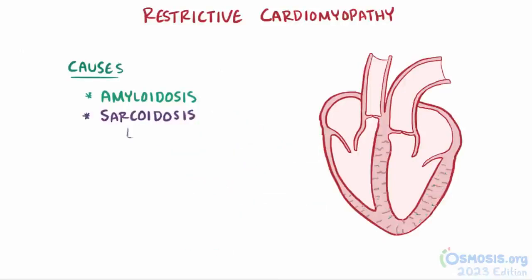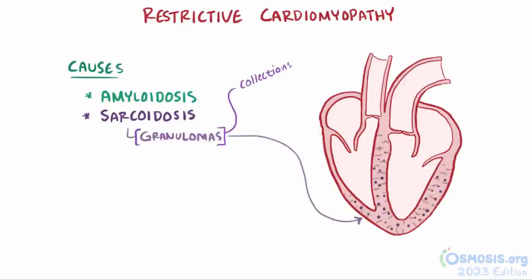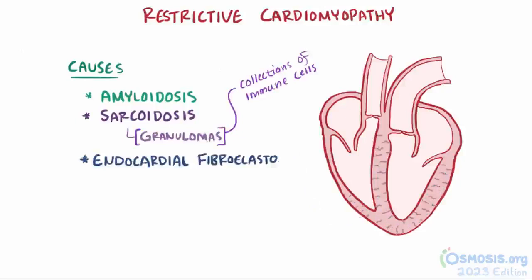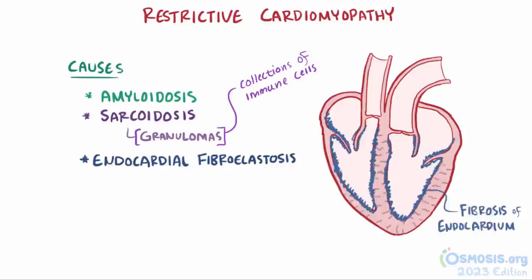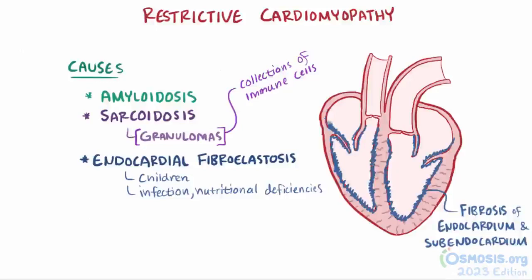Sarcoidosis is another cause that involves the formation of granulomas in the heart tissue, which are these collections of immune cells. Yet another is endocardial fibroelastosis, where fibrosis develops in the endocardium, the inner lining of the heart, as well as the subendocardium right under, again making the tissue less compliant. Endocardial fibroelastosis happens most often in children, and is thought to be caused by a variety of diseases and stresses, like infections and even nutritional deficiencies.